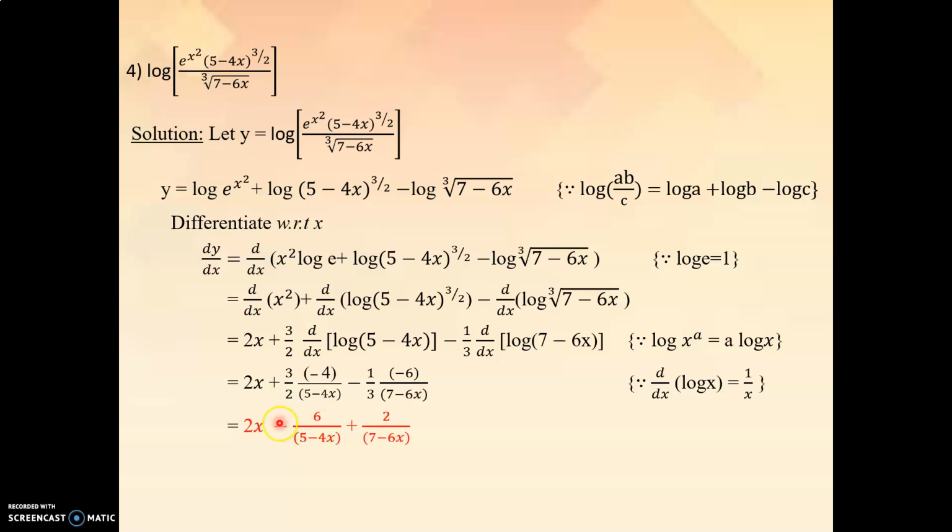The next step: 2x minus 2 cancels, 2 3s are 6 upon 5 minus 4x, minus into minus is plus, and 3 cancelled with this one, so 2 upon 7 minus 6x is the final answer.